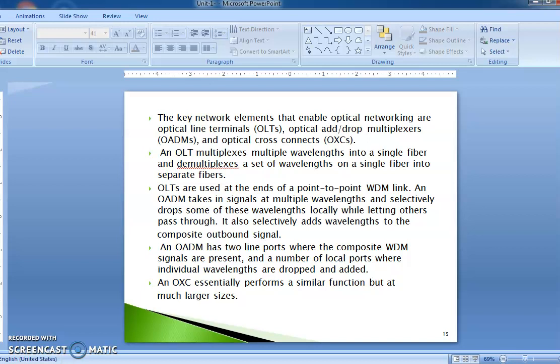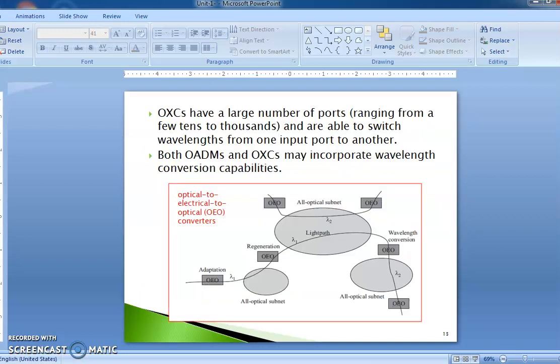An add-drop multiplexer has two line ports where the composite WDM signals are present, and a number of local ports where individual wavelengths are dropped and added. An optical cross-connect essentially performs a similar function but at a larger size. These optical cross-connects have a large number of ports, ranging from tens to thousands, and are able to switch wavelengths from one input port to another port. Both OADMs, that is add-drop multiplexers, and cross-connects may incorporate wavelength conversion capability. So this is a diagram regarding it.